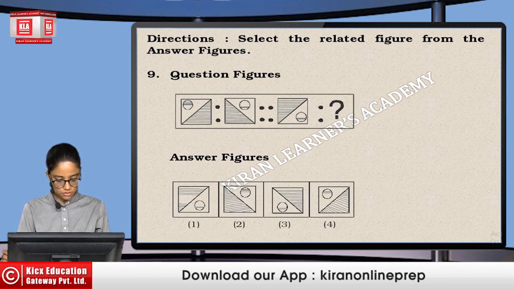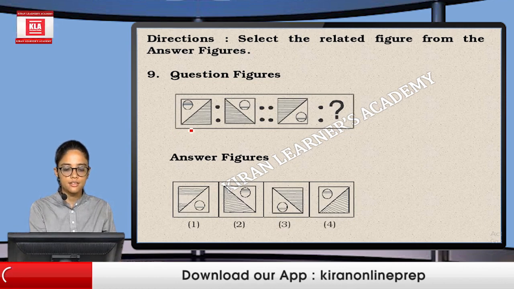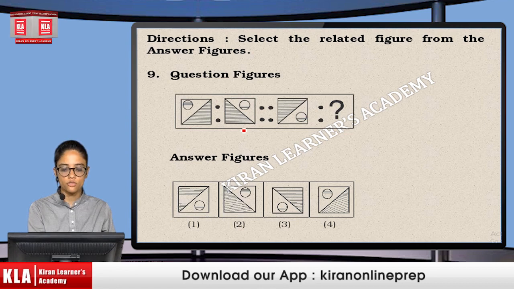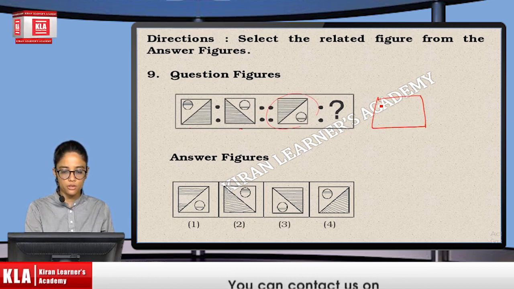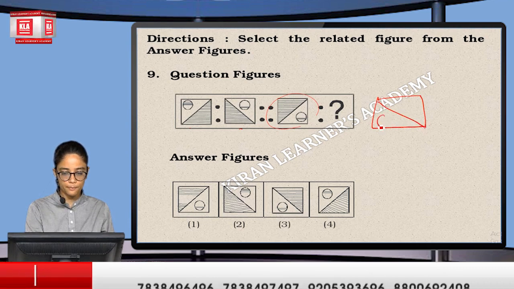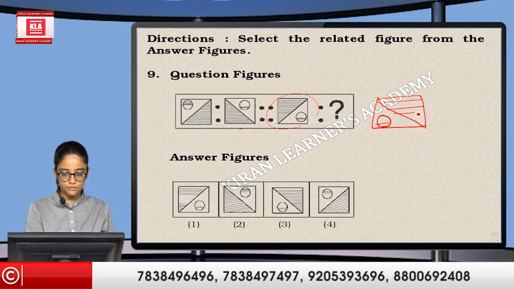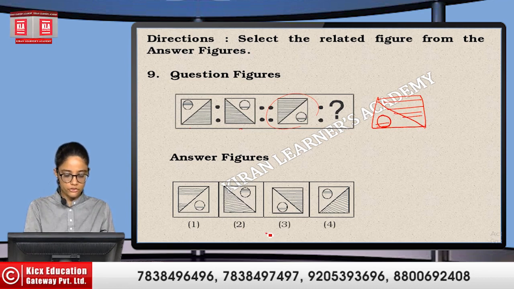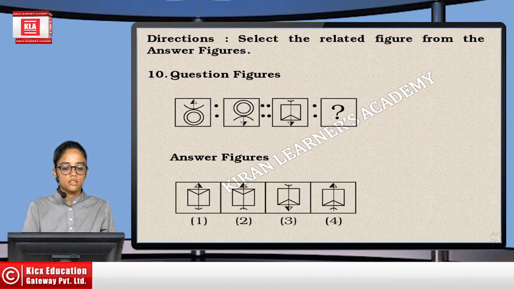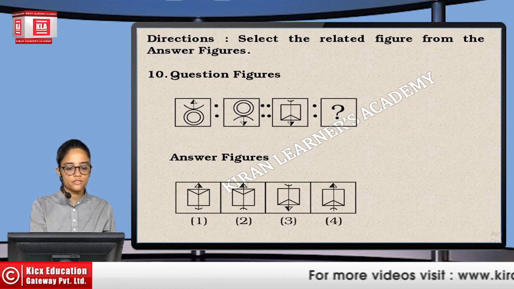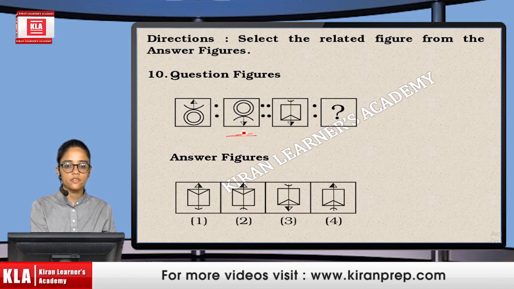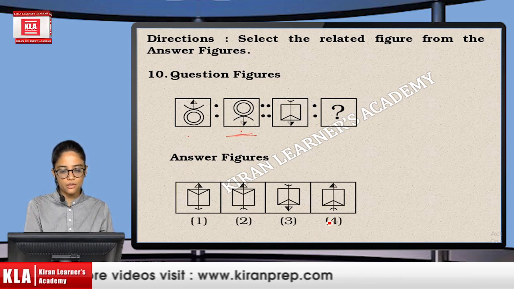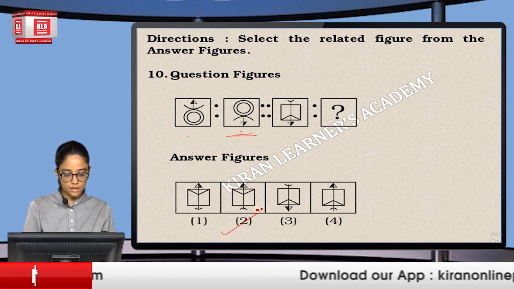Let's see the next one. This is just the mirror image of this. So if we draw a mirror image of this figure, what we are going to get is this thing. So this figure is option number 3. Next we have just reversed it. That means it is the water image of this figure. The second figure is the water image of the first one. So similarly, if we rotate this, then we are going to get option number 2.